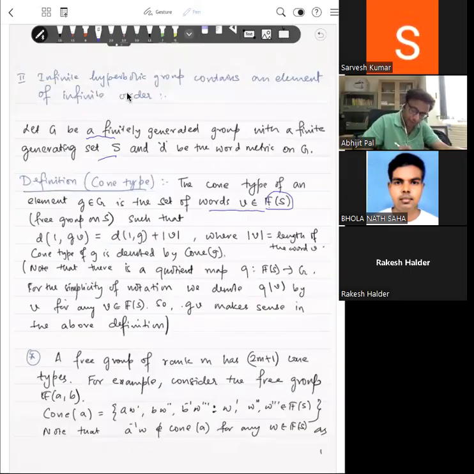So a word V in the free group on S belongs to the cone type of an element G if the distance from 1 to GV is equal to the distance from 1 to G plus the length of the word V. Okay. Let me draw a picture for this.